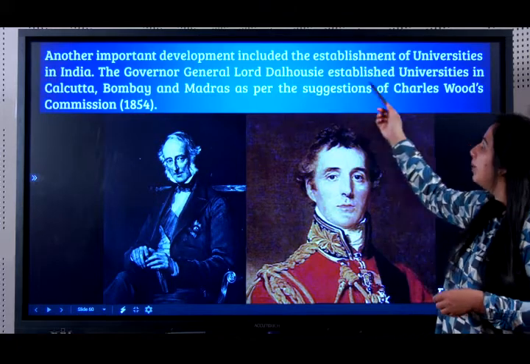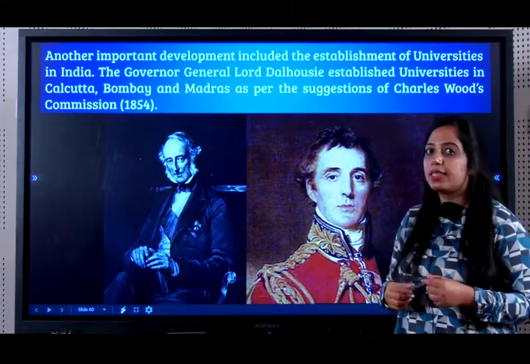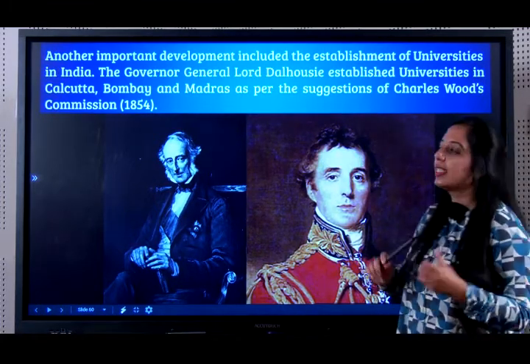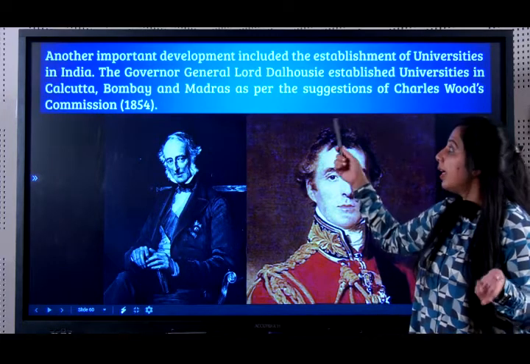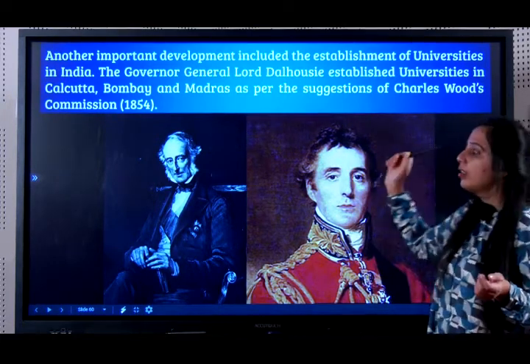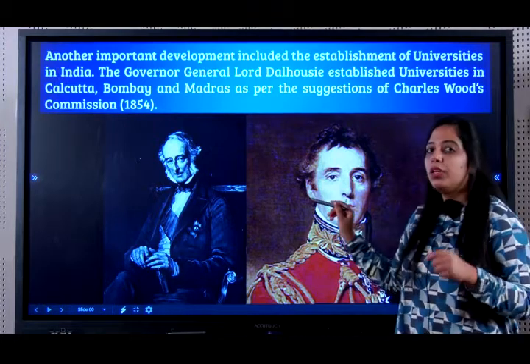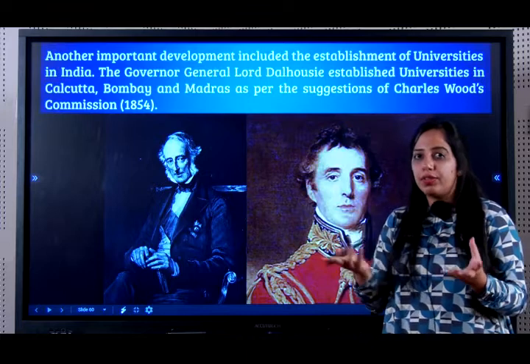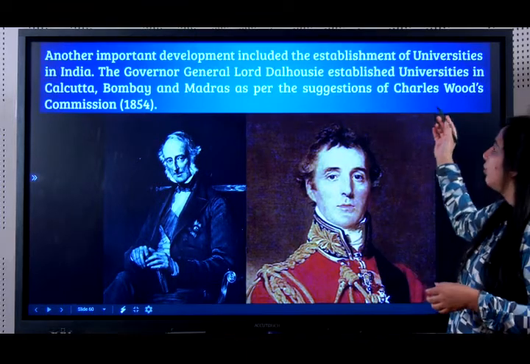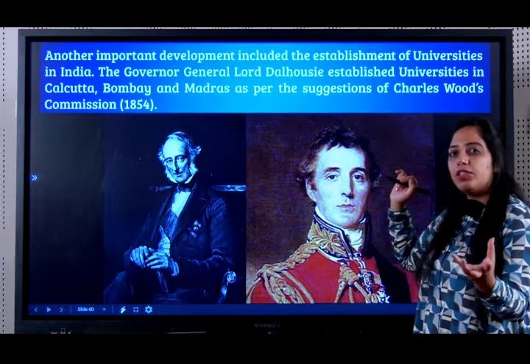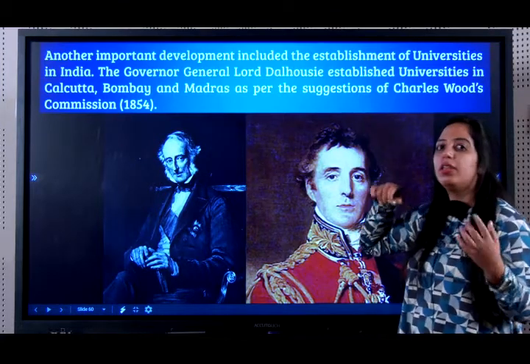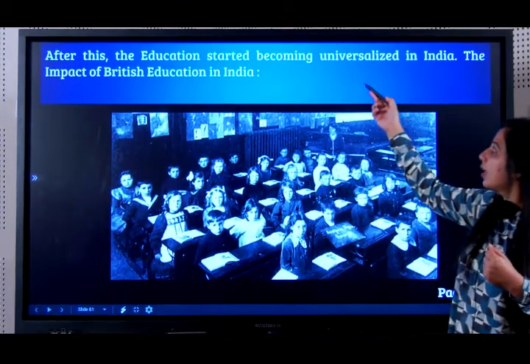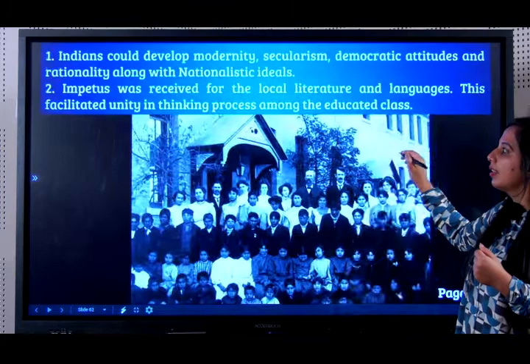Another important development included the establishment of universities in India. The Governor General Lord Dalhousie established universities in Calcutta, Bombay and Madras as per the suggestion of Charles Wood's commission. So for higher learning, we have universities. Who gave the recommendation? Charles Wood. Who was the Governor General who set up these universities? Lord Dalhousie. Don't forget these names. After this, education started becoming universalized.